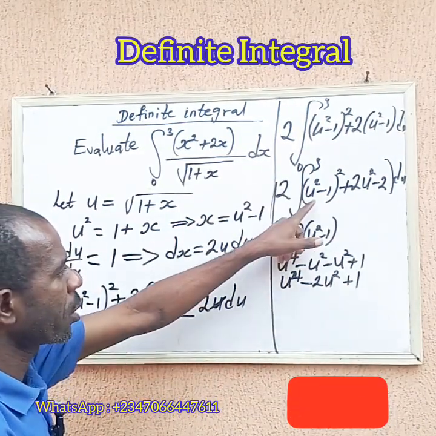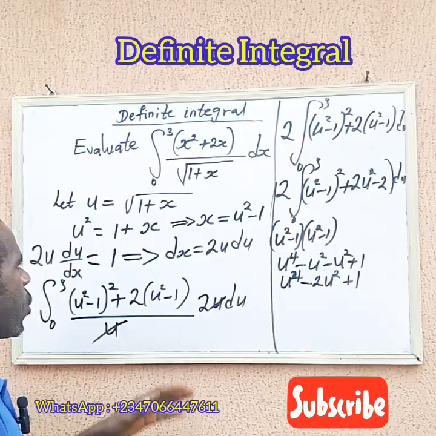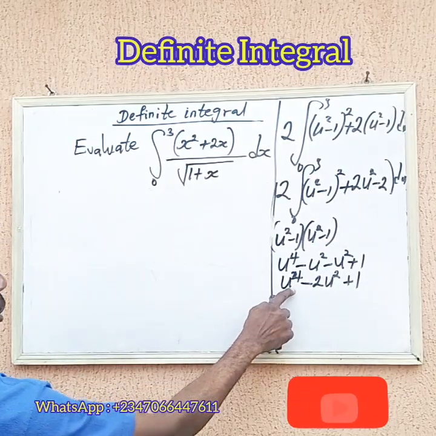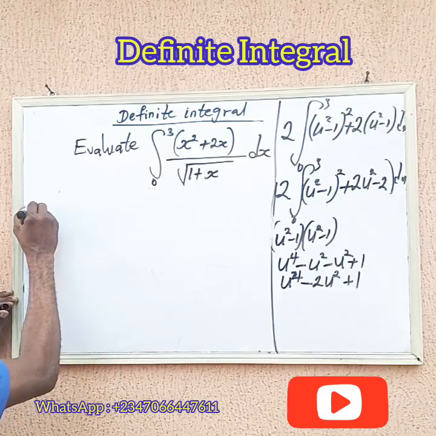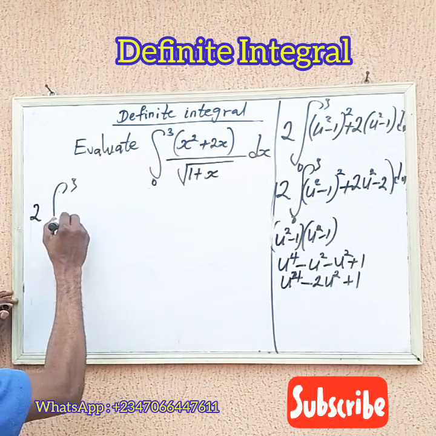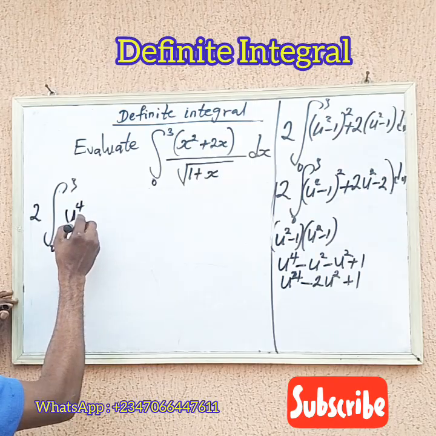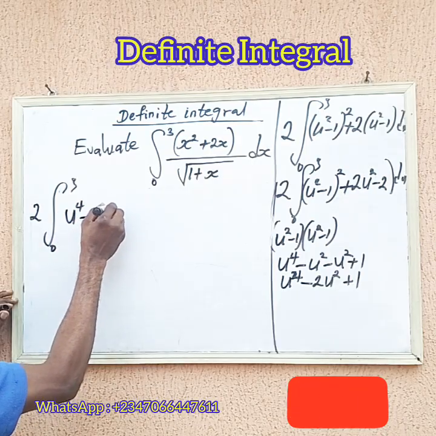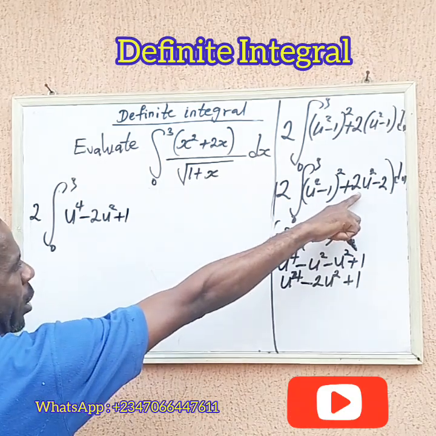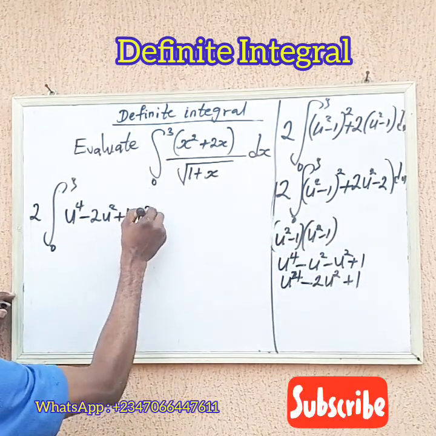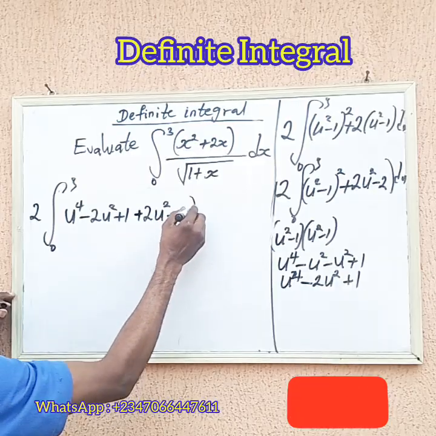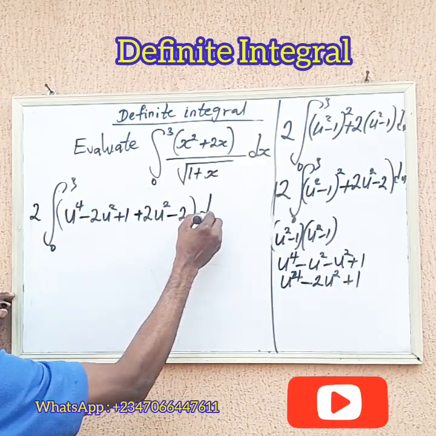So I'm going to plug that into this place. So let us finish it from here. What to do now, let's bring this one. It will now give us what? 2, the integral of what? Then we have u raised to power 4 minus 2u squared plus 1. Then plus this one here, plus 2u squared minus 2. Then everything we have du.